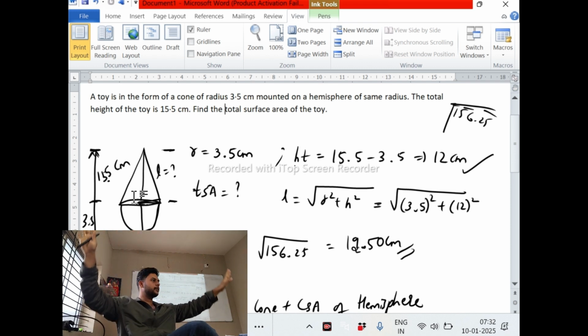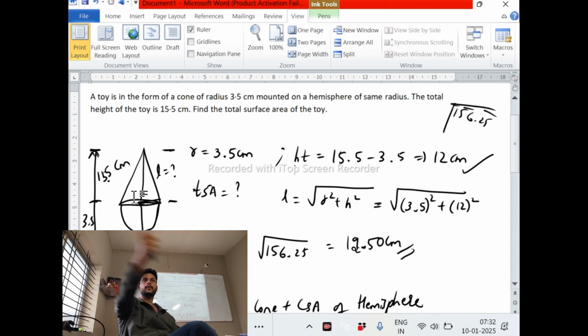Now think of this classroom. If I just take these 4 walls, then what will you consider? CSA. If I take all 6 walls, everything, then you will take TSA.